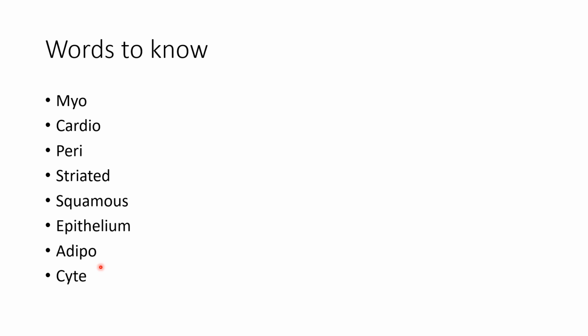Adipose also tells you a lot about what's happening. So adipose tissue is fat tissue. So anytime you see adipose, it's a tissue revolving around fat tissue. So adipocyte would be a fat cell, cyte being cell.